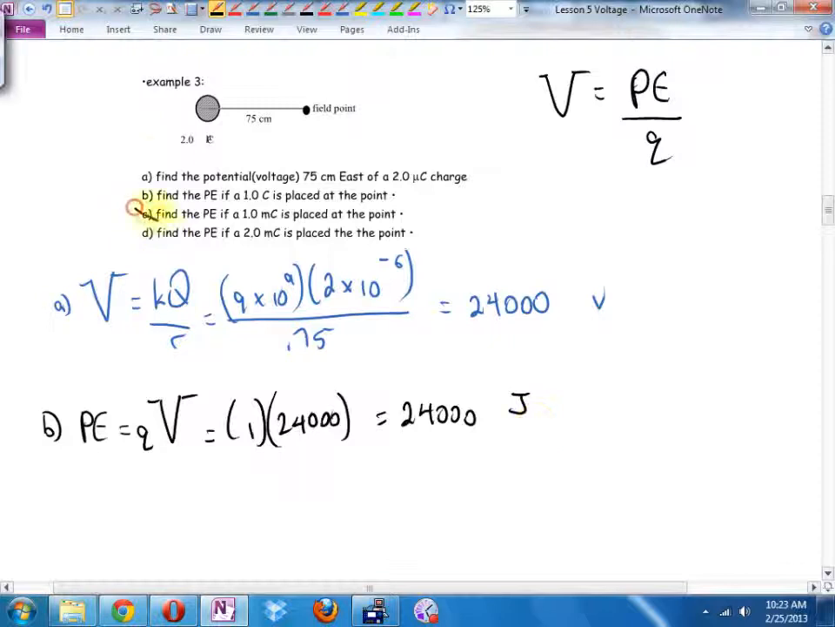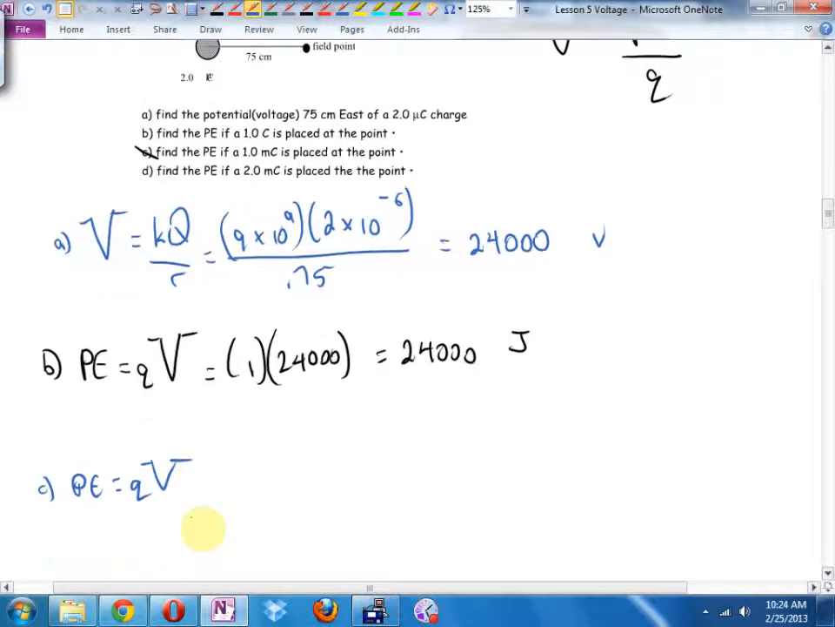Let's skip C again, but let's do D. What if the charge was a bit different and I want to find how much potential energy a 2 millicoulomb charge had at that location? The voltage at that location is still 24,000, but I'm putting a 2 times 10 to the negative 3 Coulomb charge, a 2 millicoulomb charge. Double check me, but I think you're going to get exactly 48 joules. So a small charge wouldn't have that much energy.